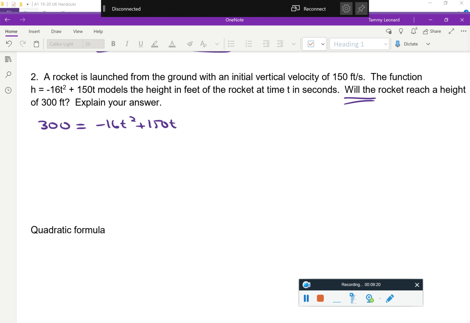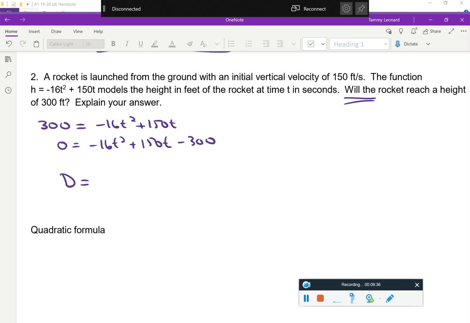But I can't use the discriminant yet, because what do I need to do? Yeah, the 300's on the wrong side. So I've got to subtract 300 from each side so that my equation will be set equal to 0, because none of the formulas work out unless the equation is already set equal to 0. Okay, so now I do the discriminant.